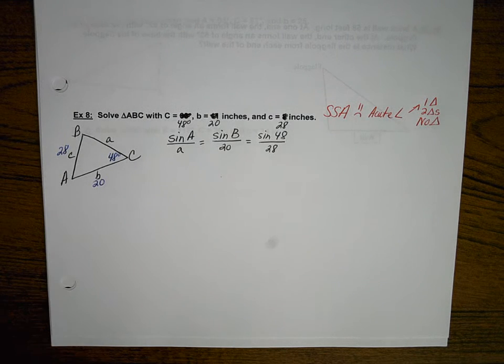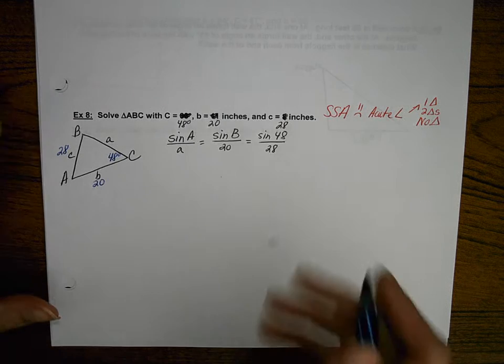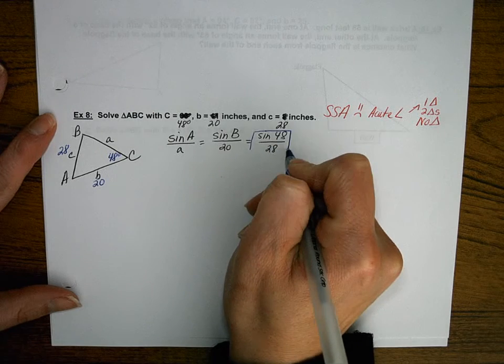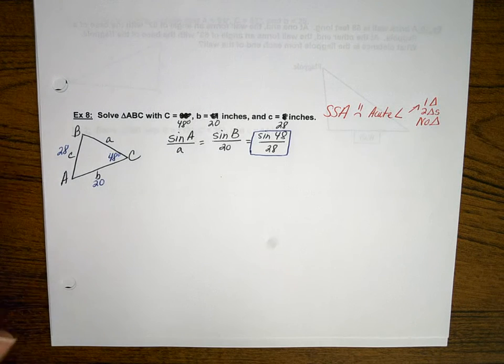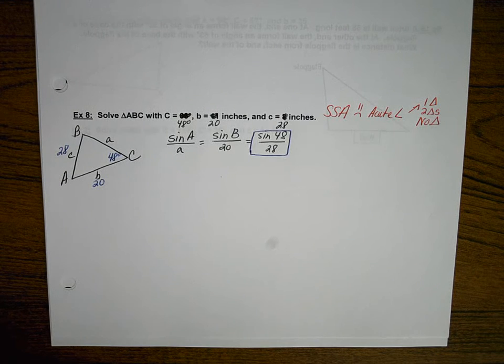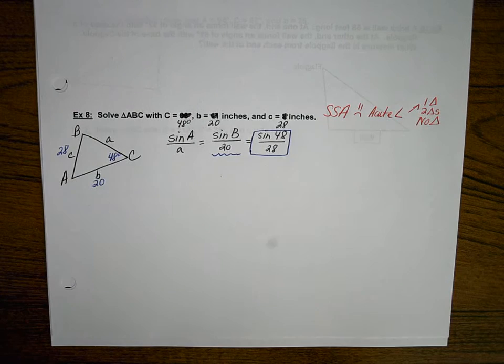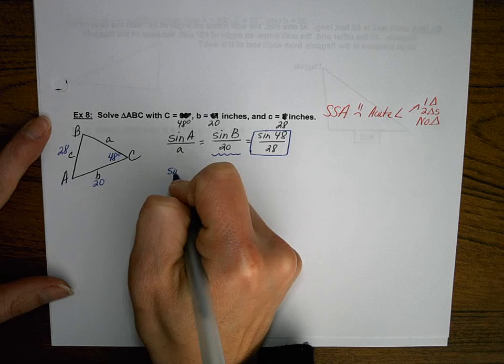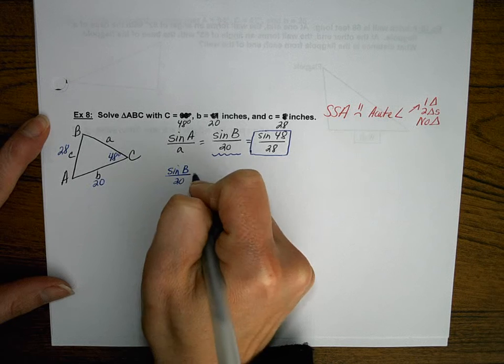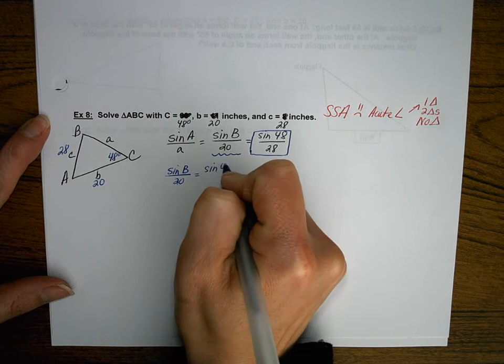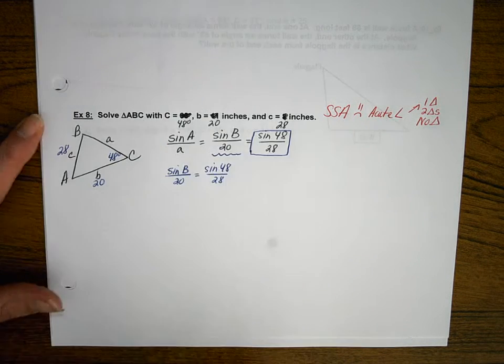Now, do we feel pretty good about that? What makes us, when we look at this, think, oh, good, I can do this? What's our most useful piece? You bet. I have one full fraction that has both pieces. That's the most helpful piece right there. Now, I am looking for another fraction that is only missing one piece. Yeah, this fraction right here is only missing one piece. So I'm going to use those two fractions together to help me find angle B. So the sine of angle B over 20 is equal to the sine of 48 over 28.